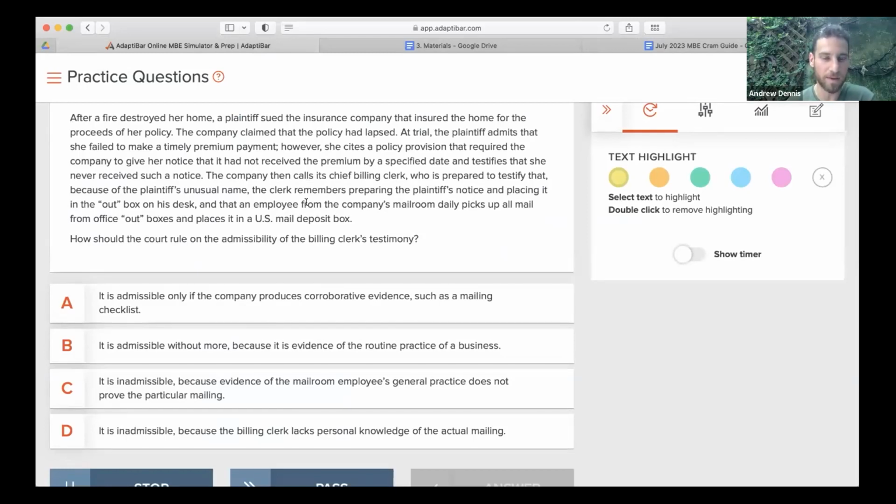The company claimed that the policy had lapsed. At trial, the plaintiff admits that she failed to make a timely premium payment. However, she cites a policy provision that required the company to give her notice that it had not received the premium by a specified date and testified that she never received such notice.